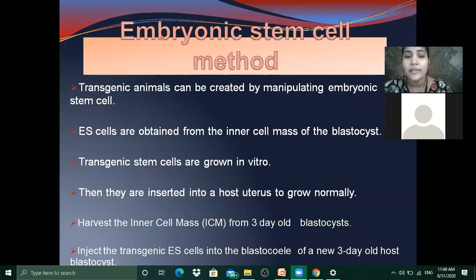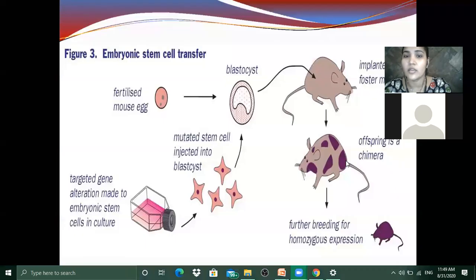Then they are inserted into a host uterus to grow normally. Then harvest the inner cell mass, that is ICM, from 3-day-old blastocysts, and then inject the transgenic embryonic cells into the blastocoel of a new 3-day-old host blastocyst. We'll see this in diagrammatic form so that we'll understand it in a much better manner.